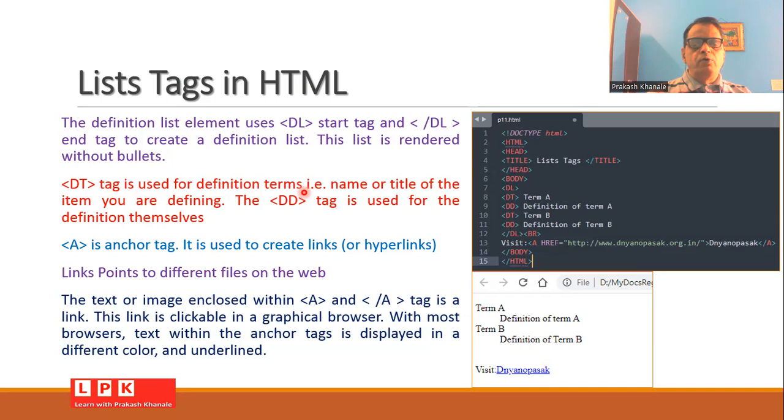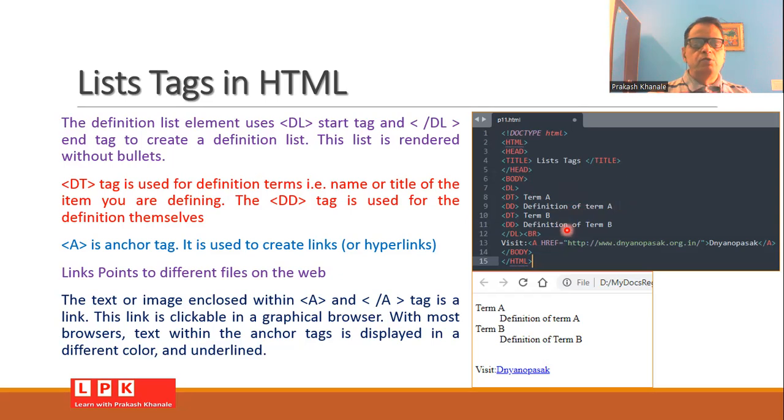If you want to create a hyperlink also, then you can make use of the anchor tag A. The link will point to different files on the web. It is possible to use a small code where we have used the DL definition list, where the DT tag will consist of term A, and then DD, where we give the definition for term A, then term B in DT, and in DD we give the definition for term B.